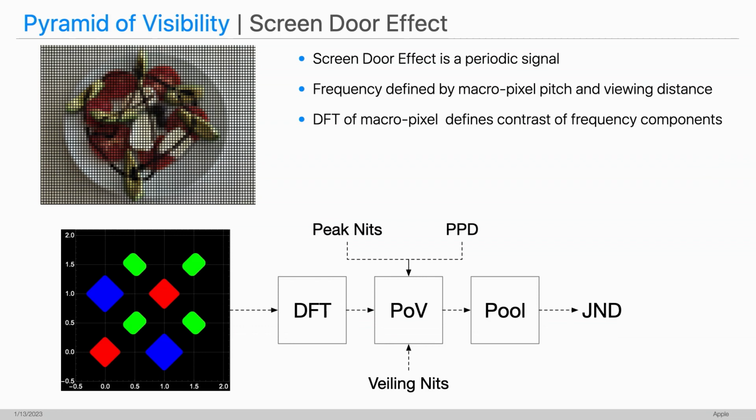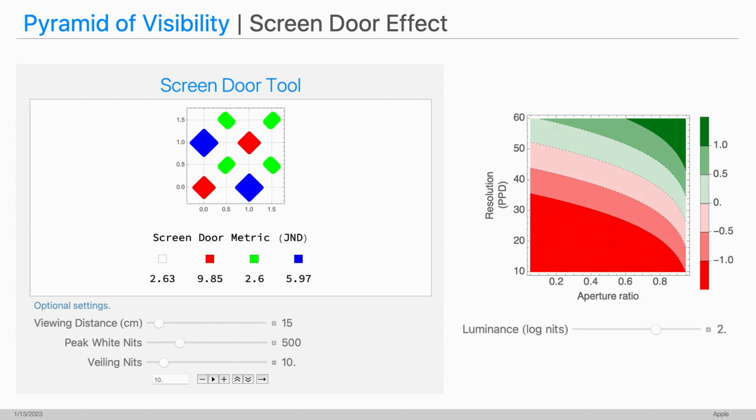And we can put that through the pyramid of visibility, and then we can pool, because there may be more than one frequency involved. There's horizontal frequencies, vertical frequencies, and there may be both the first and the second harmonic. And we can come up with a J&D for that screen door effect.